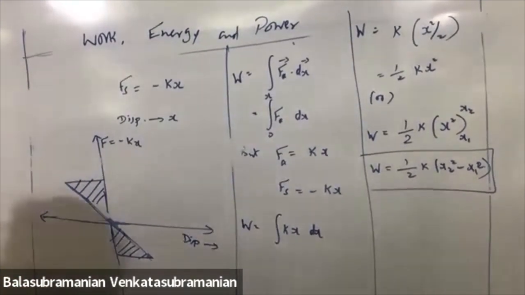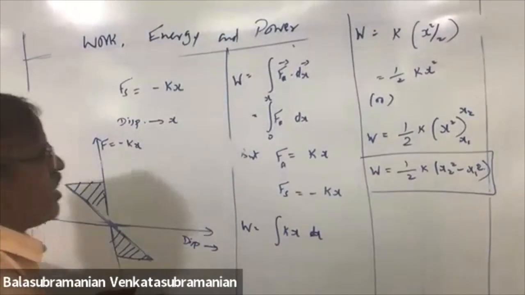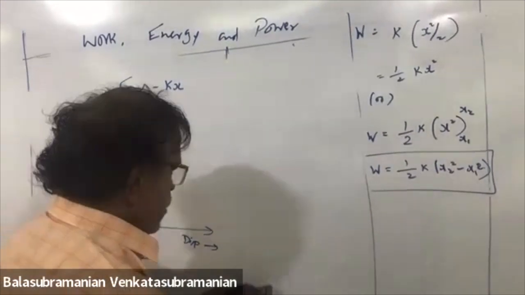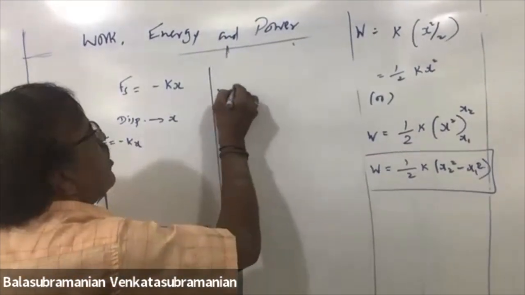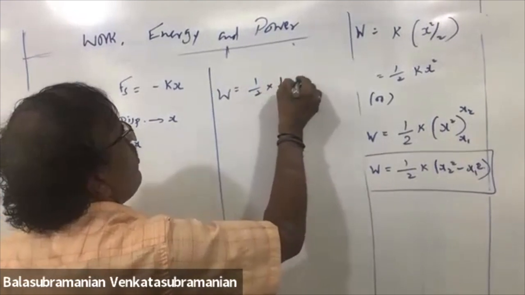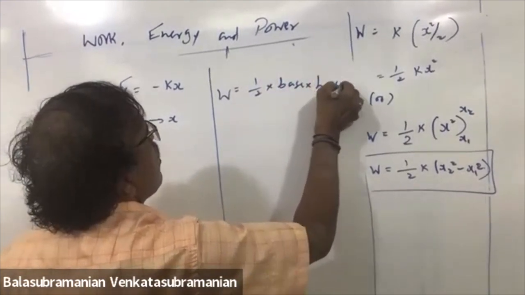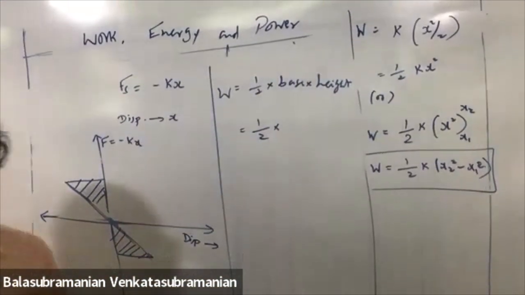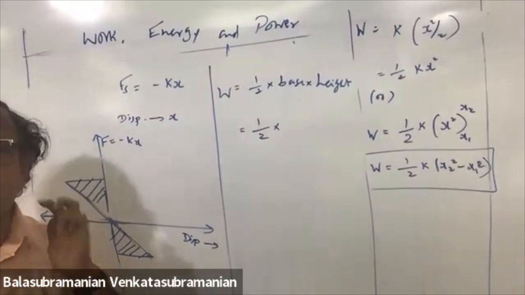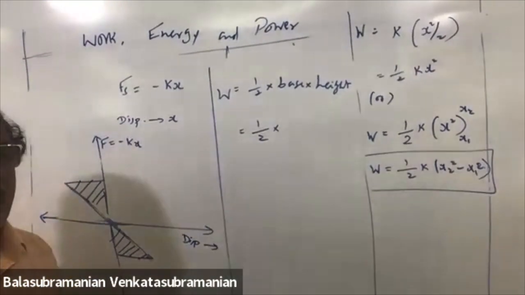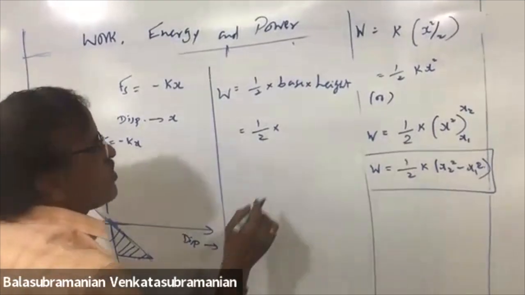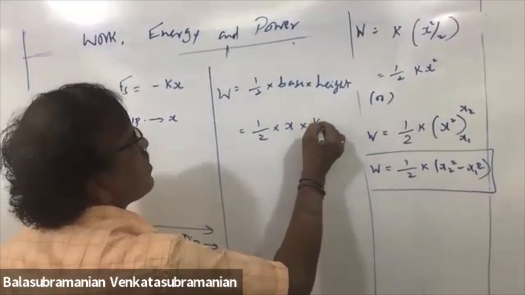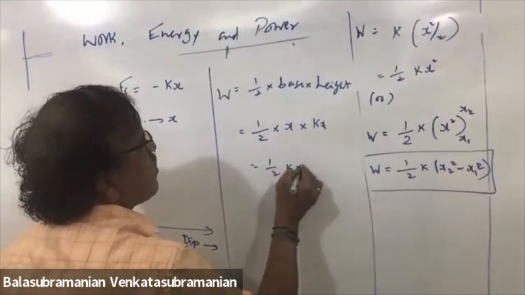So what is the concept? This is nothing but a triangle. So work done W is equal to half into base into height. Half into magnitude alone. We are taking magnitude, half into base x height, kx, half kx.